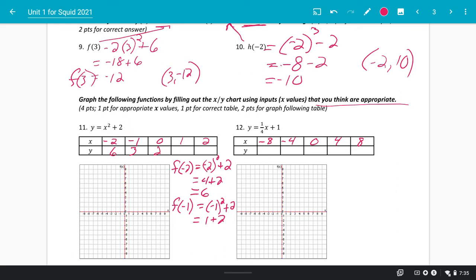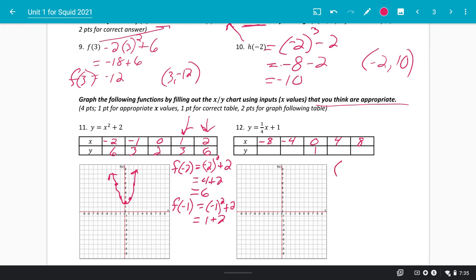And then I should be doing the same thing on these other two, but I can see the same thing is going to happen. It's going to be (-2, 6), (-1, 3), (0, 2). Boom, there is my parabola. Not a very good looking one, but it is what it is. My initial value on this other side is going to be 1.